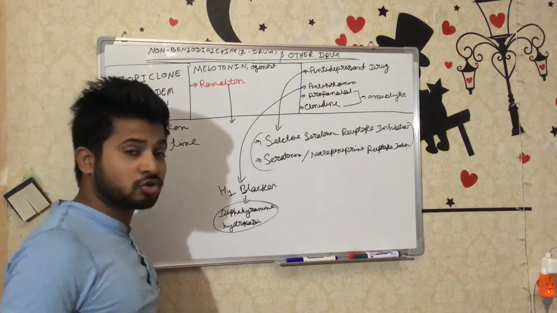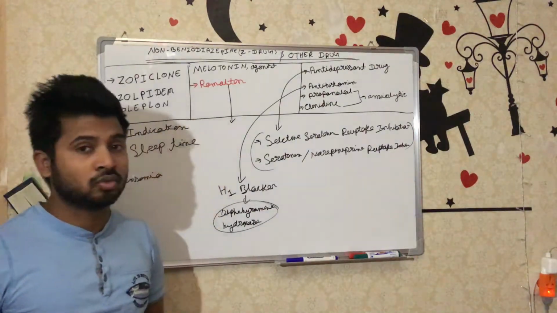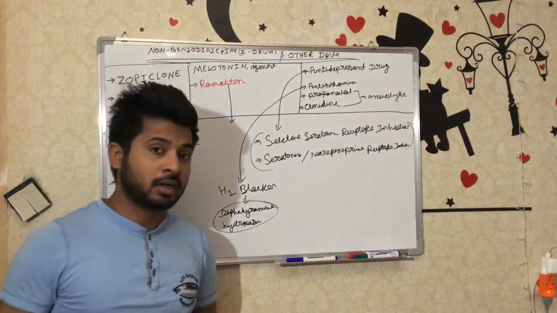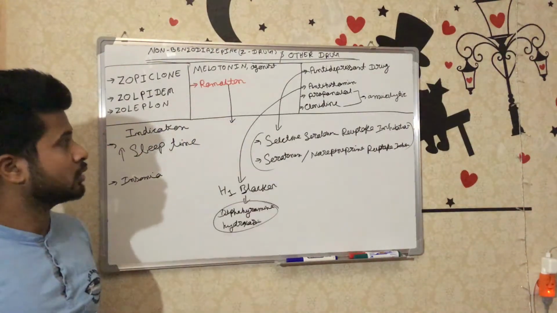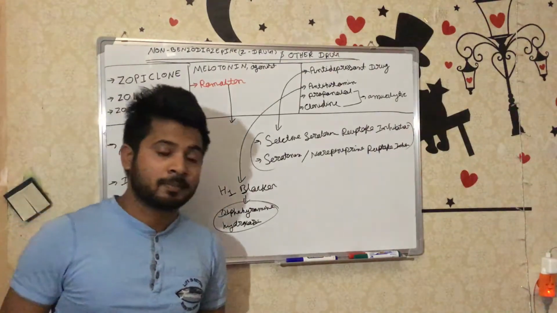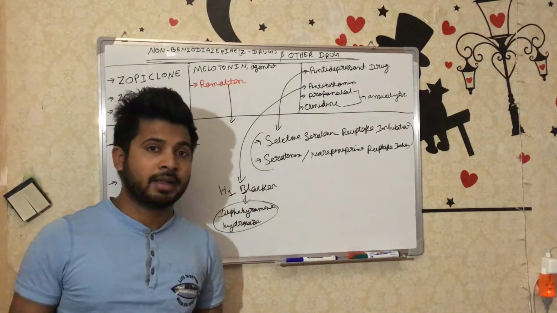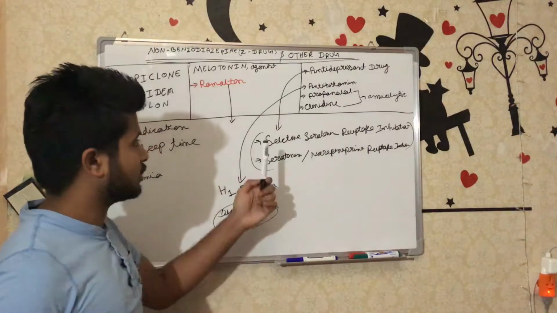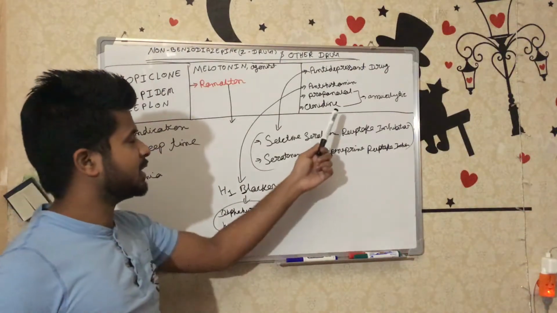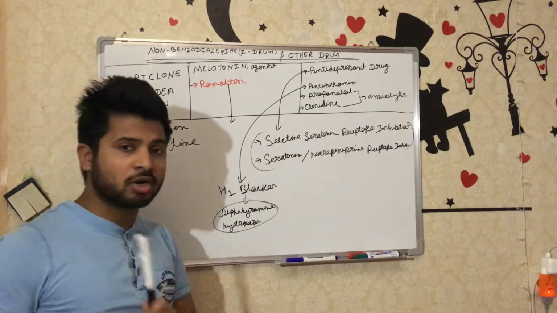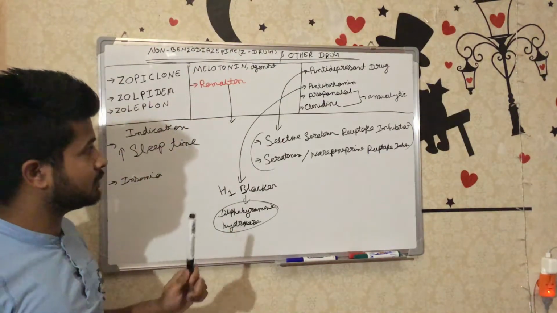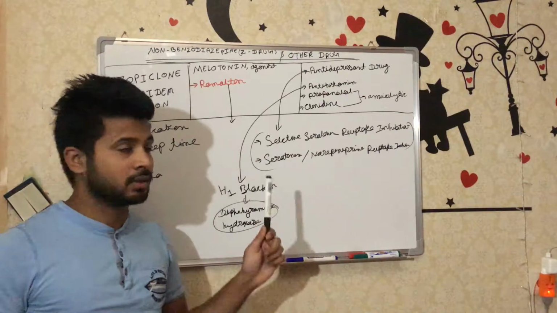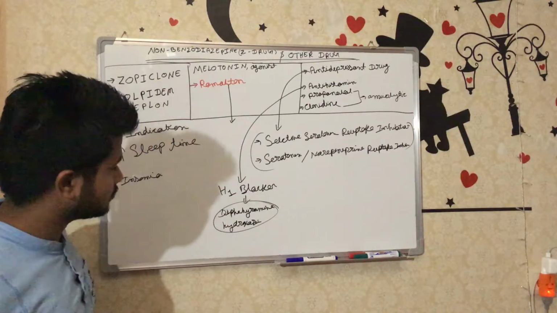Propranolol, we discussed already, is a non-selective beta 1 beta 2 blocker. Clonidine is an alpha 2 agonist drug. This drug is useful as an anxiolytic, but it's not the drug of choice. But in rare conditions, when we don't have any options except this drug, it can be used as an anxiolytic.